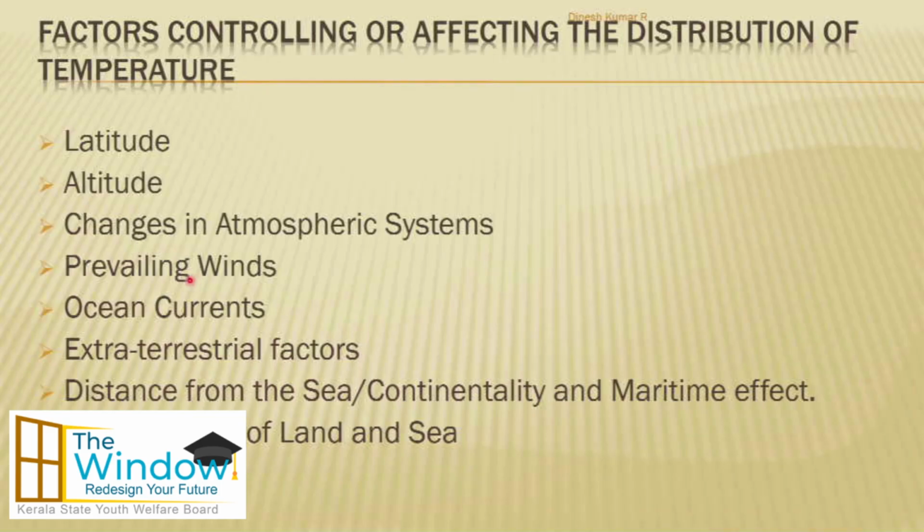Then prevailing winds. When I talk about prevailing winds, you might have heard that there are certain permanent winds on the map of the world. Trade winds, westerlies, polar easterlies. So all these winds also regulate the seasons or climate of an area. You might have heard about something known as ocean currents.